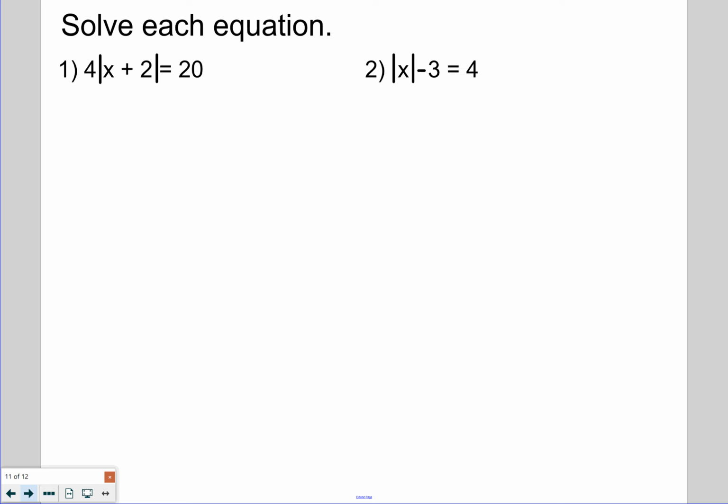That's 4 times the absolute value, so we're going to divide both sides by 4. If I divide both sides by 4, this 4 and this 4 make 1. So it will be the absolute value of x plus 2 equals 5. Did I do anything to get rid of the absolute value? Camilla, great question. No.